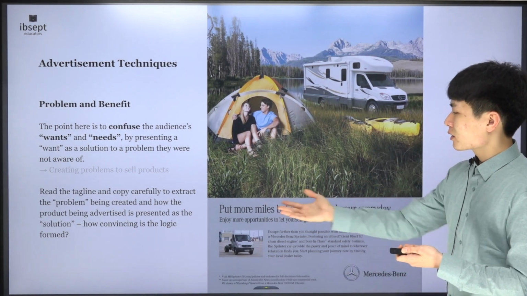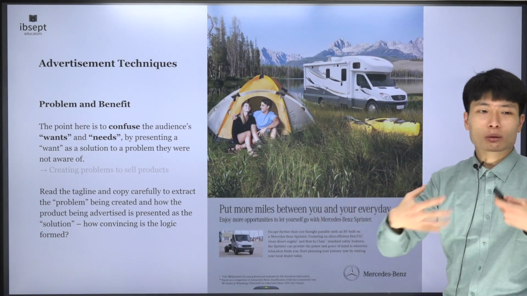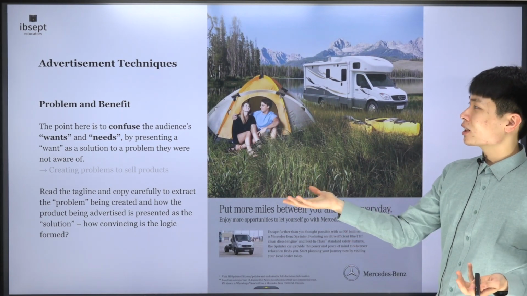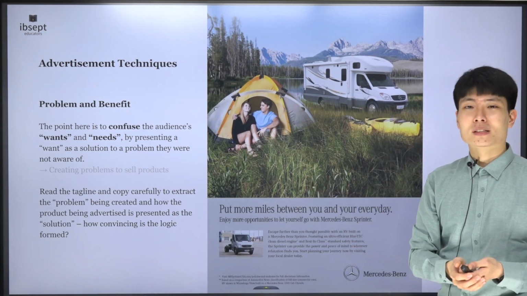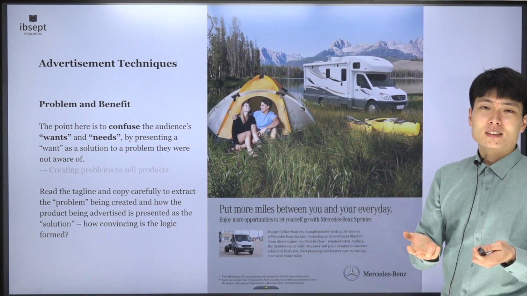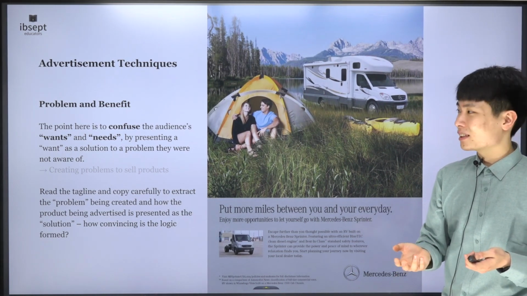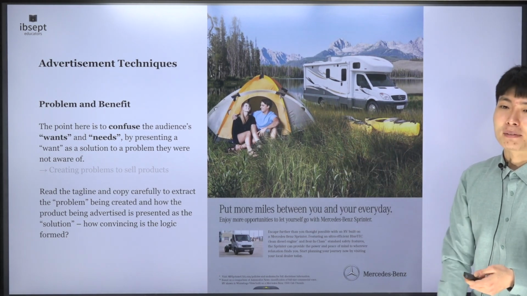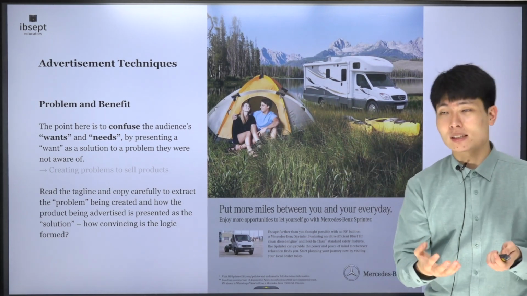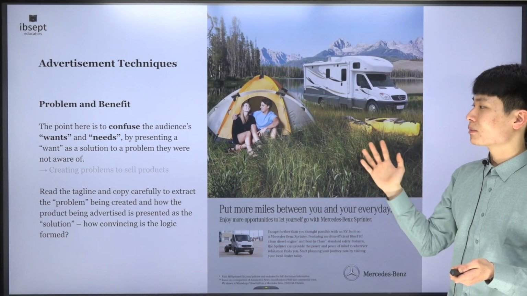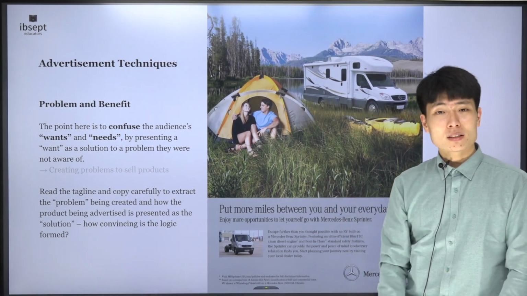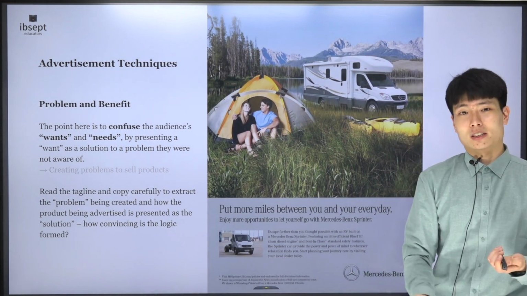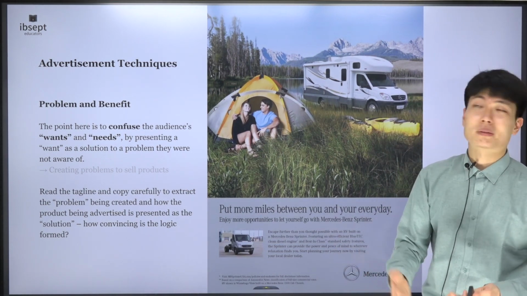And in order to solve that problem, in order to get away from your monotonous routine, what is it suggesting? You buy a Mercedes van. It's a pretty outlandish proposition, I would say, but that is pretty much what the advertisement is doing, attempting to convince you to buy its product. So, simply put, a problem benefit is about literally creating problems to sell products.